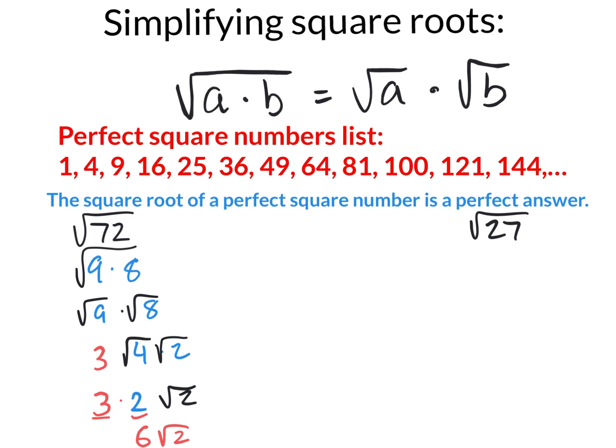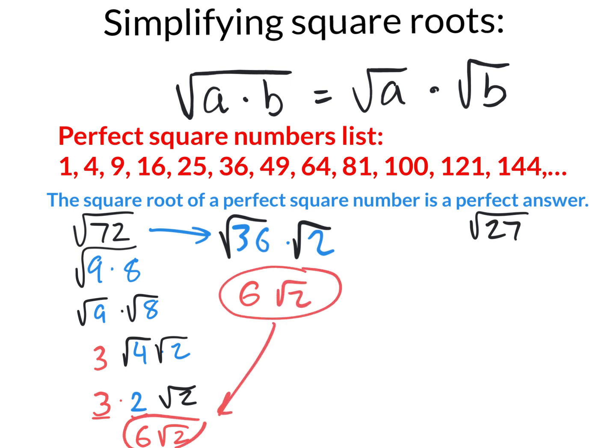If you have your list, just take a couple more seconds and look at these numbers and recognize that there's a bigger one that could be used. 36 times 2 is 72. So check out the advantage of using the higher one. 36 times 2, split the root. The square root of 36 is 6. And the square root of 2 stays the square root of 2. Same exact answer. It's just done a lot faster.